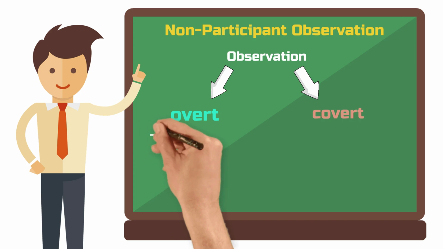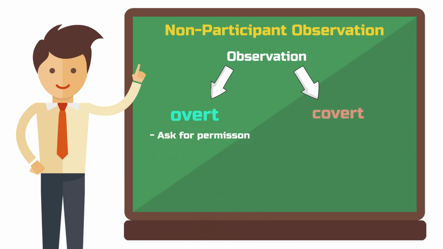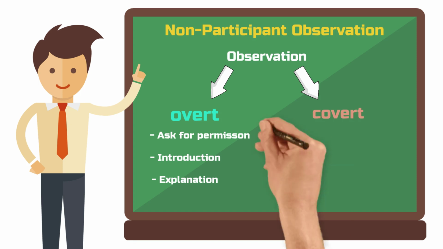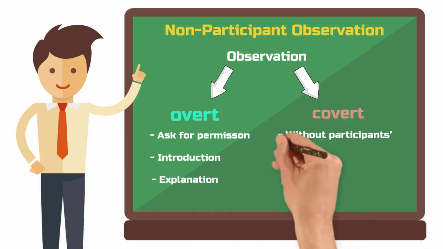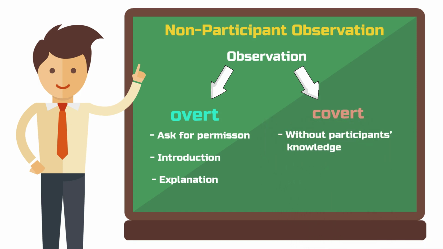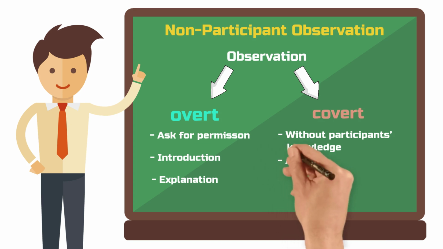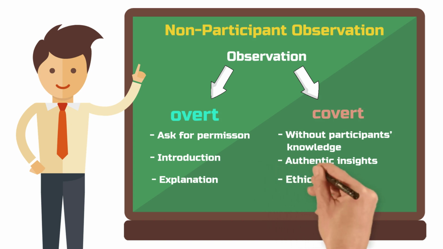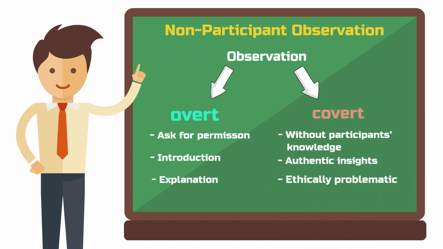In overt observation, you ask for permission beforehand, introduce yourself, and explain why the study is being conducted and how it might be beneficial for the participants. Covert observation, on the other hand, takes place without the knowledge of those being observed. While this might yield highly authentic insights, it is rarely used, and for good reason. Ethically, covert observation is highly problematic and would have difficulty passing an ethics committee review.